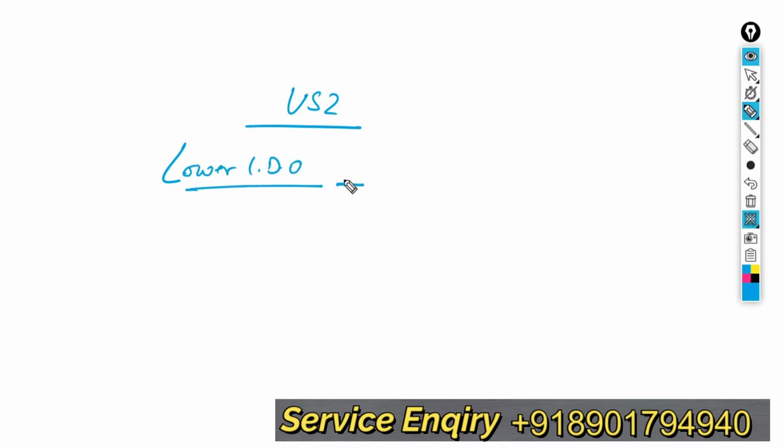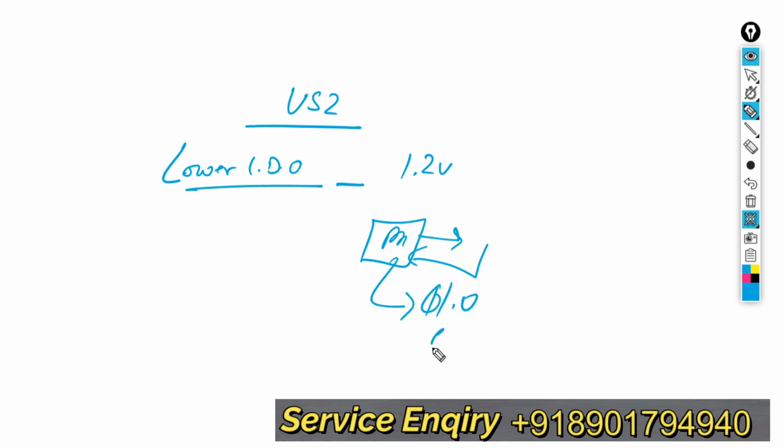Now after that, VS2, which we call the lower LDO in Qualcomm. In this line you will get approximately 1.2 volts. Same feature: this voltage also comes out from the PMU and comes back to the PMU. Through this voltage, the CPU generates LDOs like 1.0, 0.8, 0.6, right?